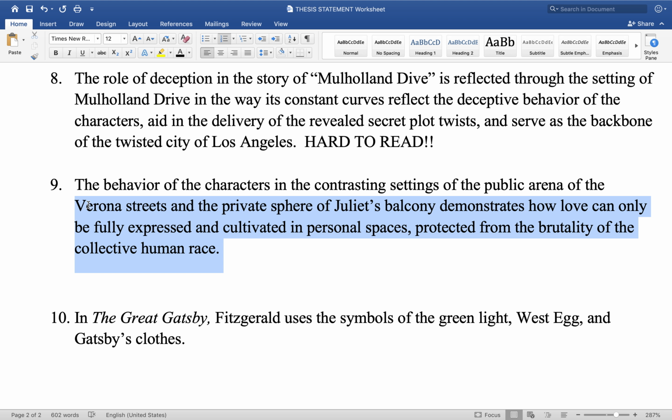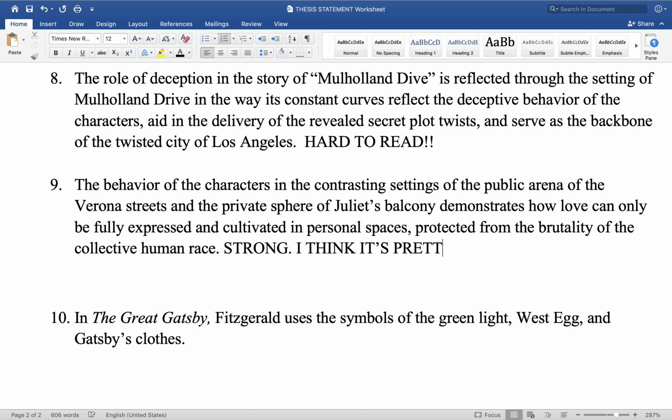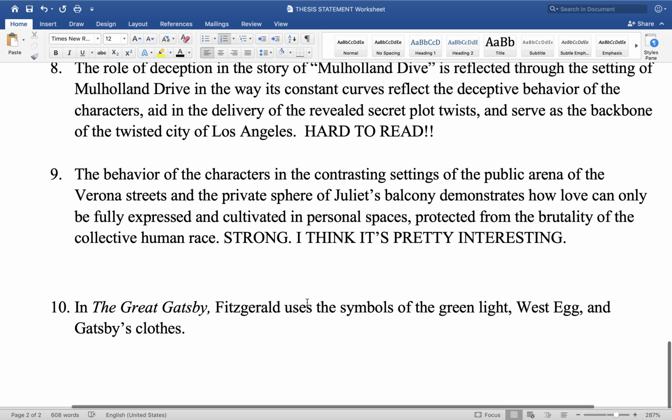It's pretty complex, its ideas here. You probably have to read this one more than once, but guess what? I think it's strong. I think it's pretty interesting. So I like this one. I think that it works well talking about the public and private sphere and then having a theme about how love is cultivated in personal rather than public places. So I like it. Let's look at this last one.